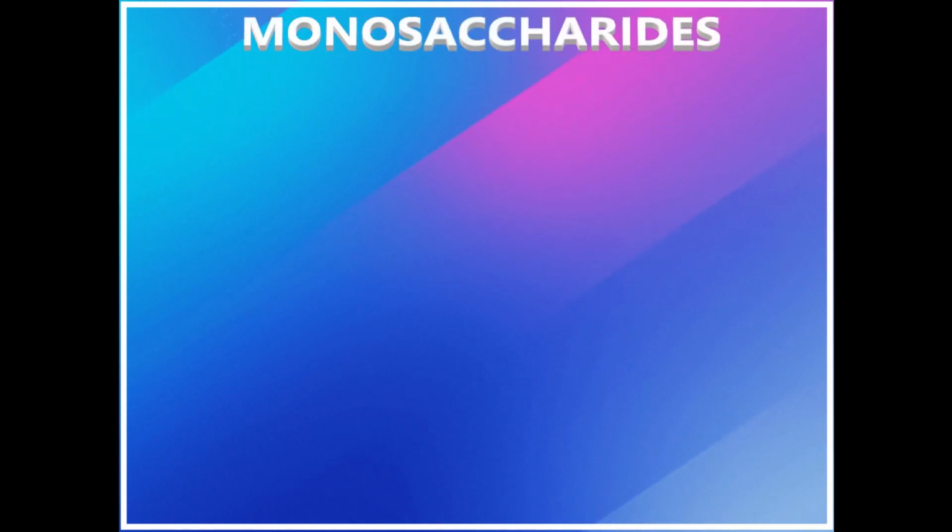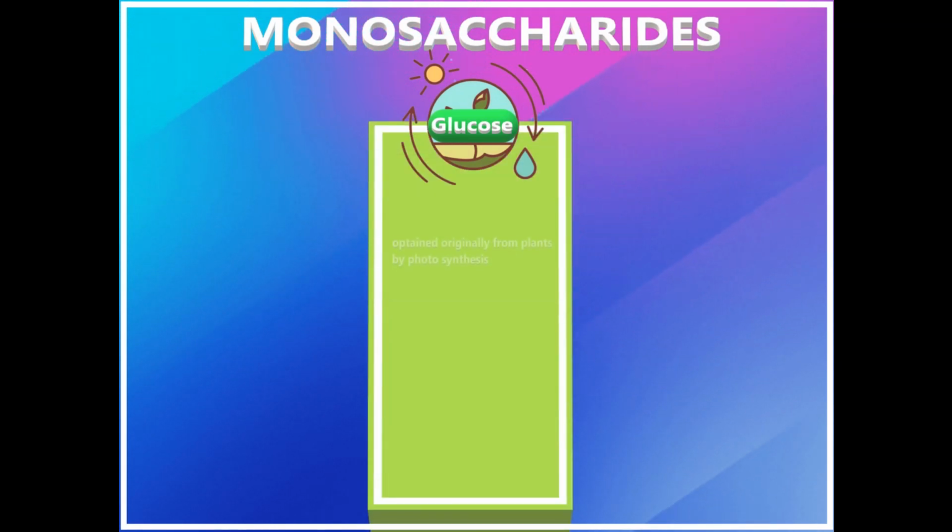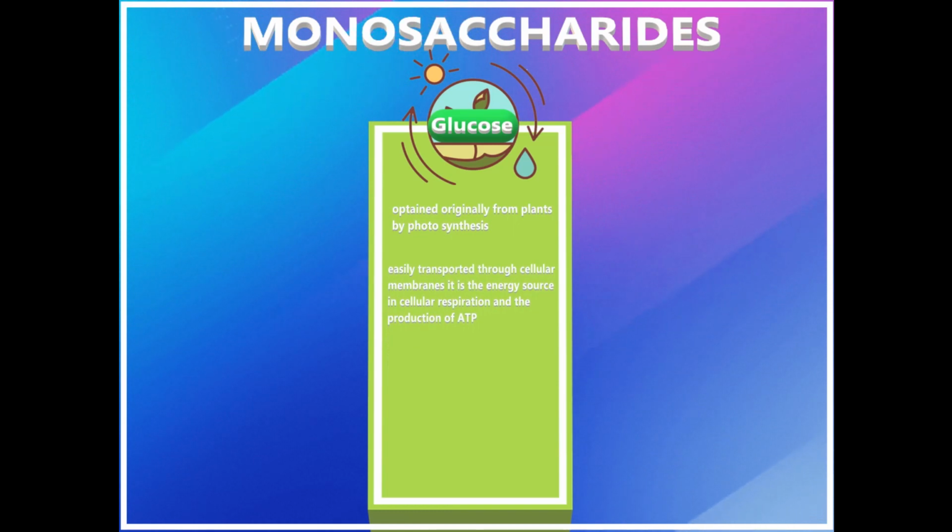Monosaccharides. The most fundamental monosaccharide is glucose. It's originally obtained from the sun by plants through photosynthesis. It's easily transported through cellular membranes, and it's the energy source in cellular respiration and the production of ATP. They are single polyhydroxyaldehyde or ketone units.